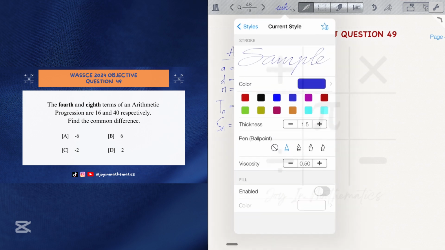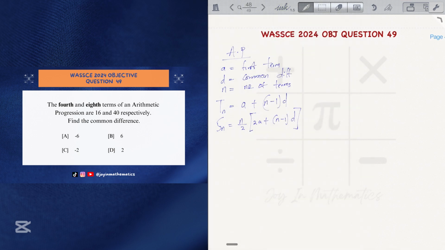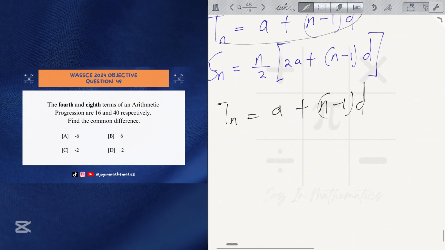Now we're given in the question that the fourth term, that's T4, and the eighth term, that's T8, are 16 and 40 respectively. We should find the common difference. How do we evaluate the common difference? All we have to do is apply the nth term formula, that Tn equals A plus (N minus 1)D. Now we want to deal with T4 and T8. So T4, that means N is equal to 4. So wherever we see N, we put 4. That's A plus (4 minus 1)D.